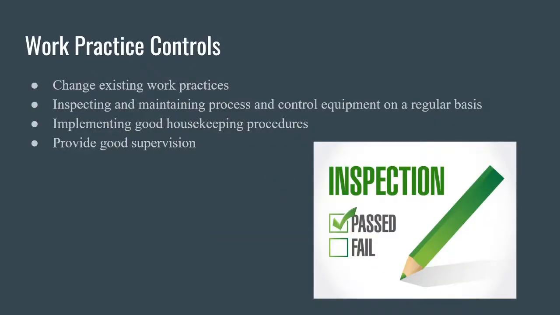So, health hazards in construction. There are many work practice controls that are supposed to be followed when you work with hazards in construction. The first one would be to change existing work practices to follow proper procedures to minimize exposure when operating with equipment on the job site. Inspecting and maintaining the equipment on a regular basis. This could be hydraulic lines, oil changes, making sure that everything on the saw is running properly, nothing's loose, nothing needs tightened up. Implementing good housekeeping procedures and providing good supervision on the job site.